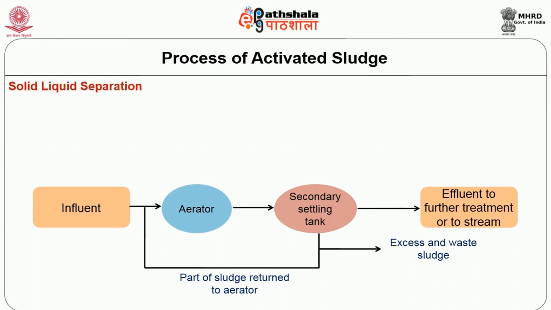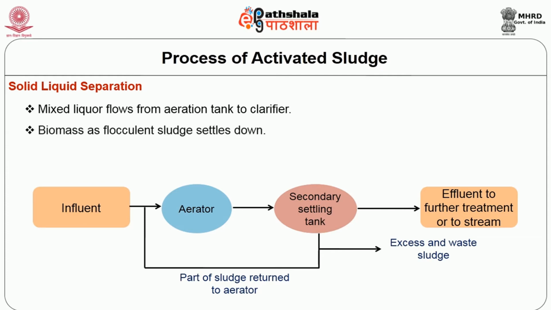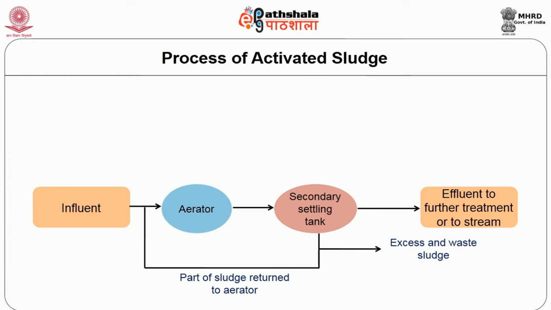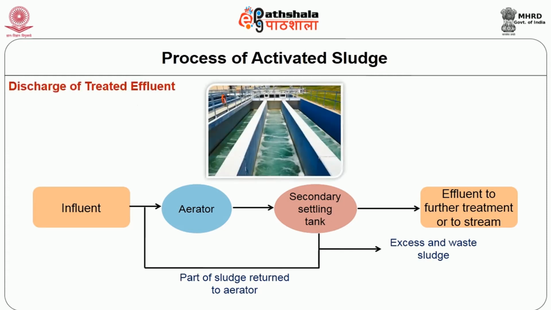The second step is the solid liquid separation. Mixed liquor flows from the aeration tank to the clarifier. In the clarifier, the biomass in the form of flocculant sludge settles down. And the third step is the discharge of treated effluent. The effluent which is treated will be discharged and the sludge will be remaining.